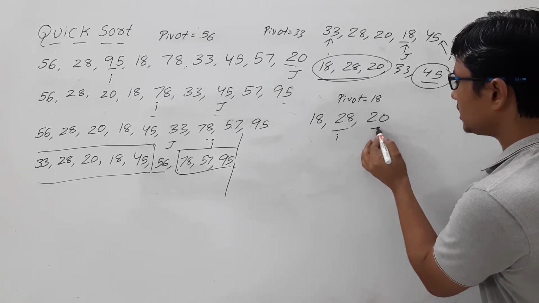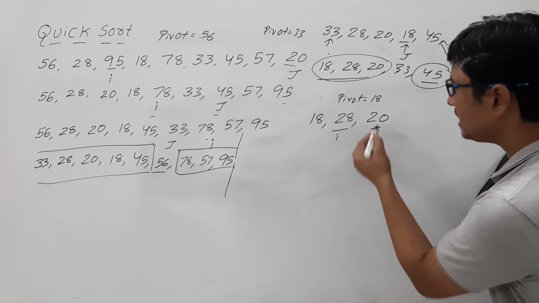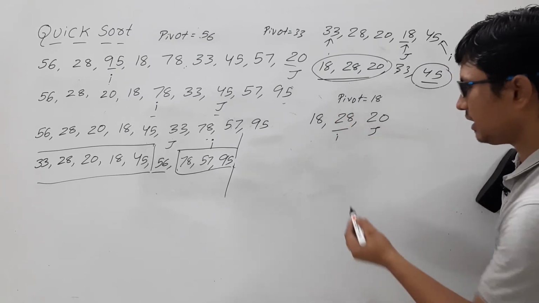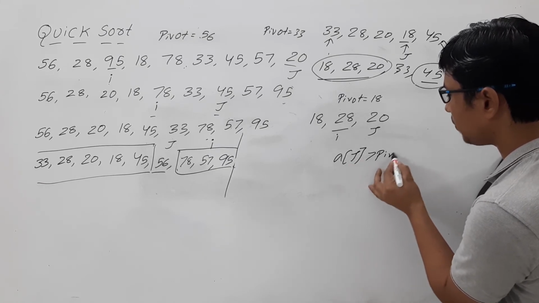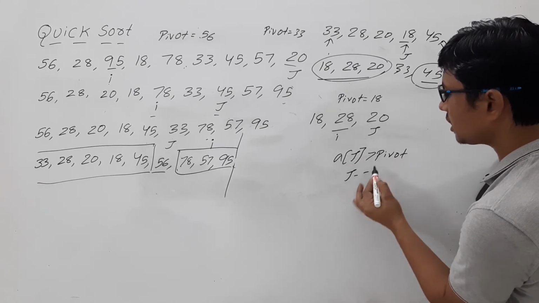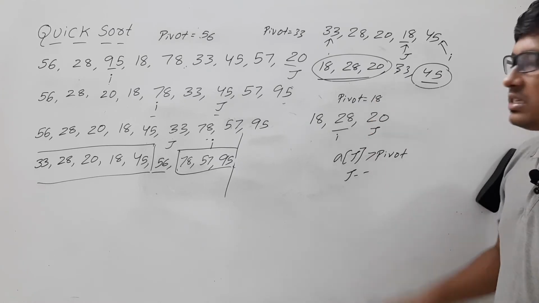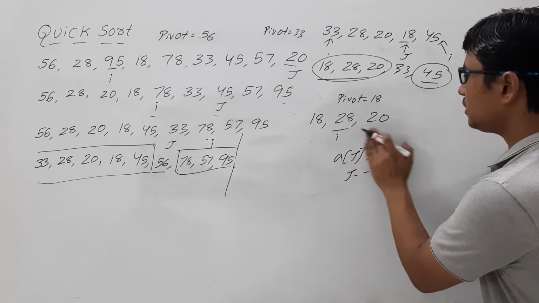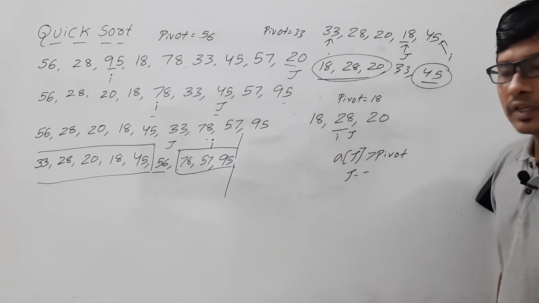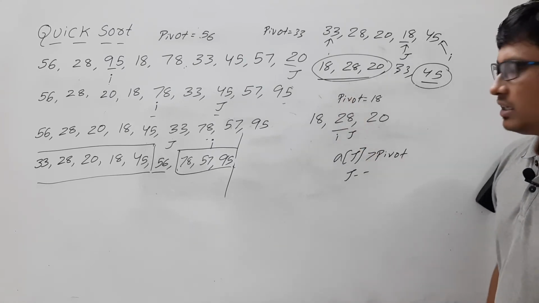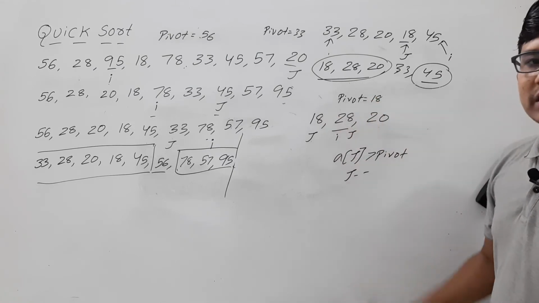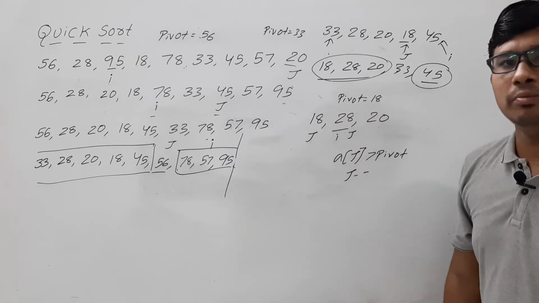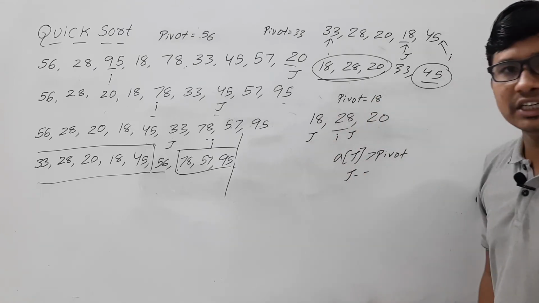Now look at the j is here. Now 20 is greater than 18. Am I right? So if A of j is greater than pivot, then I need to decrement the j value. Now 20 is greater than 18, so I need to decrement the j value. Now 28 is greater than 18, so further I will decrement the j value. Now 18 is not greater than 18, so I will stop decrementing the j value.